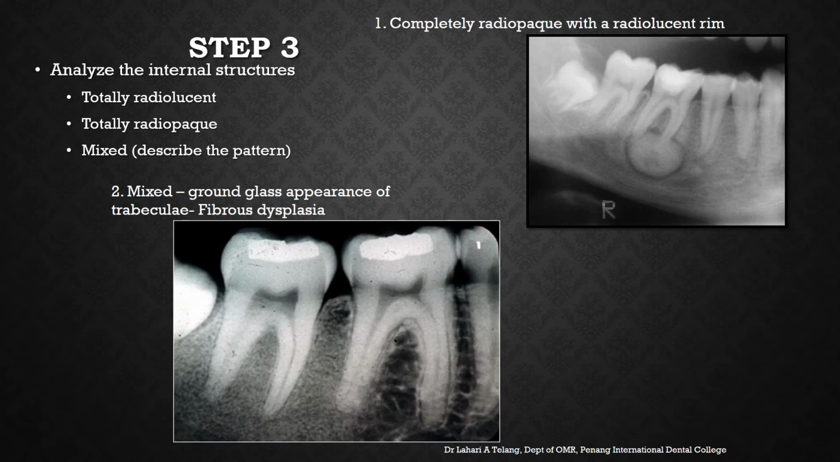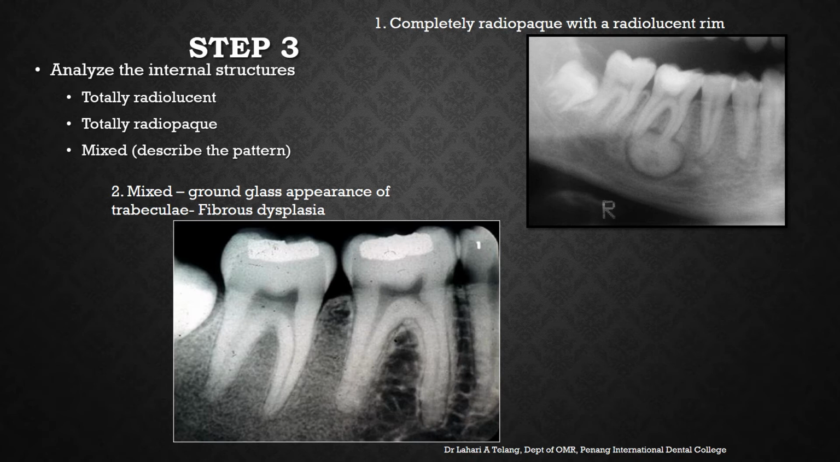Step 3 would be to analyze the internal structure of the lesion. Is it totally radiolucent? Is it totally radiopaque? Or is it mixed? When it is mixed, it's important to describe the pattern that is visible in the radiolucency, or in the lesion itself.